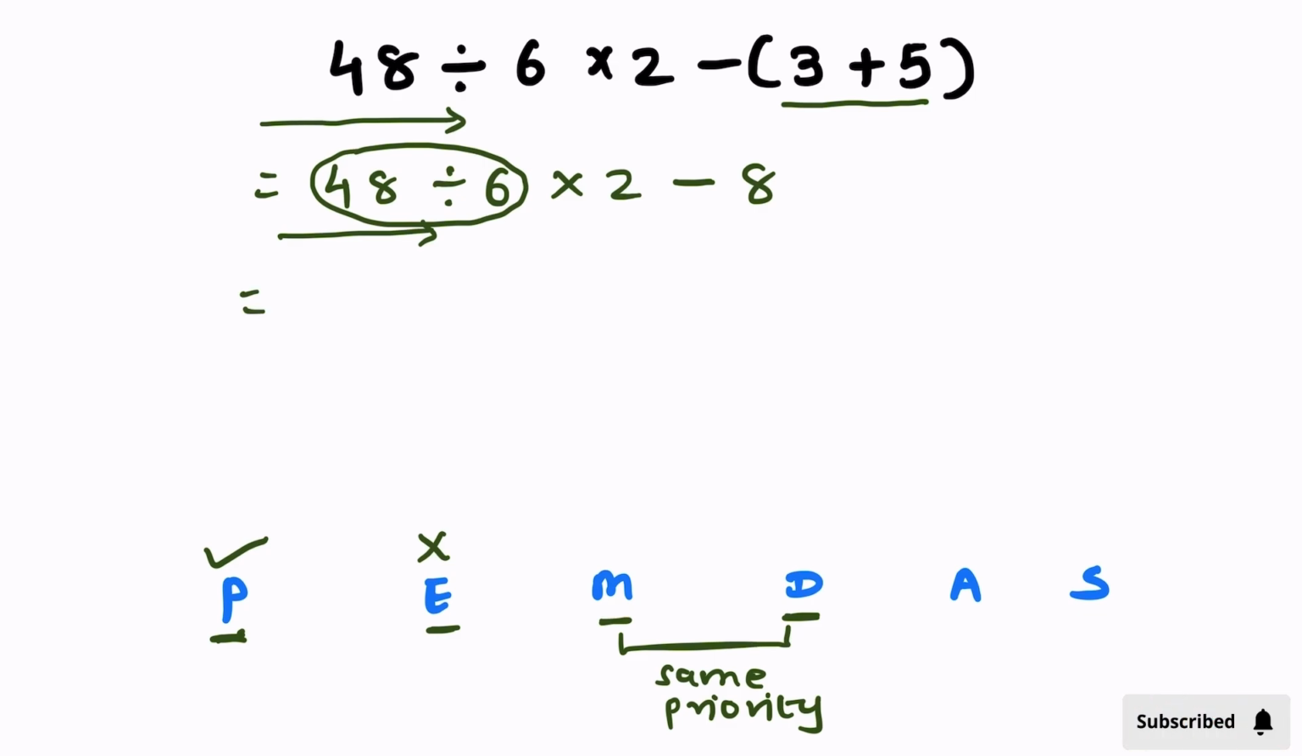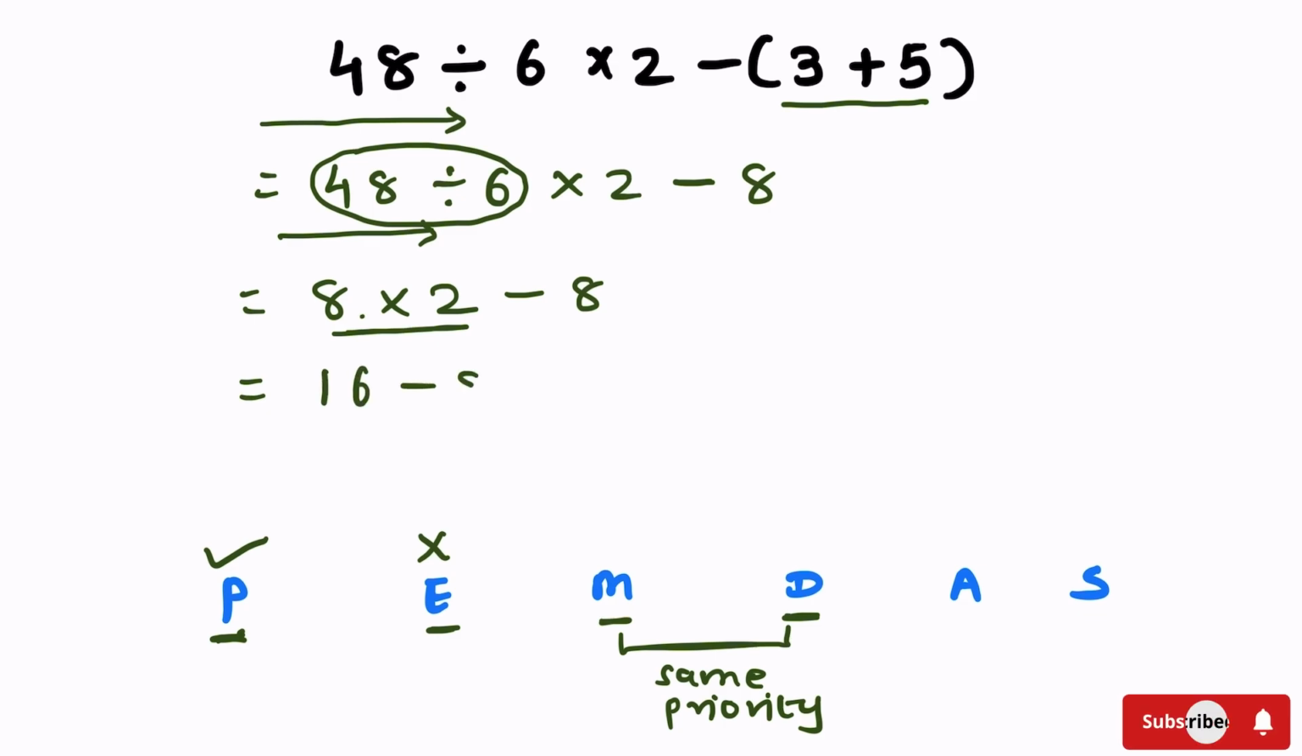So 48 divided by 6, that is 8, multiply by 2 minus 8. Now in this expression we will solve multiplication first. So 8 multiplied by 2, that is 16 minus 8. So we got our answer 16 minus 8, that is 8.